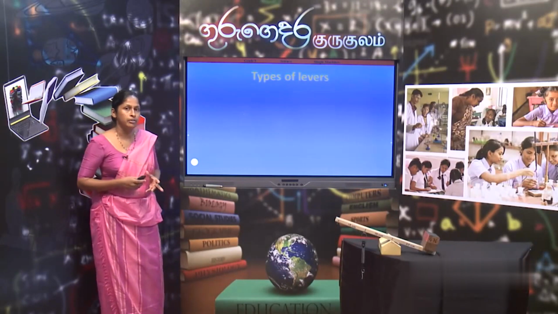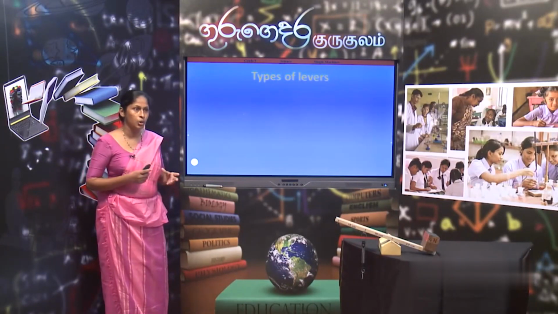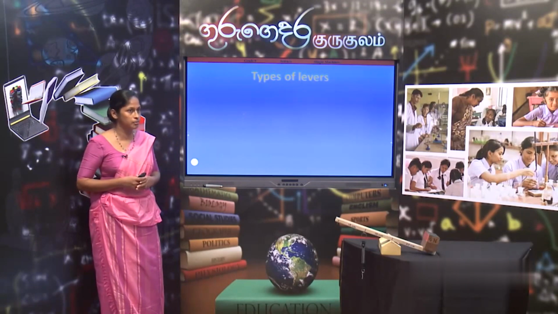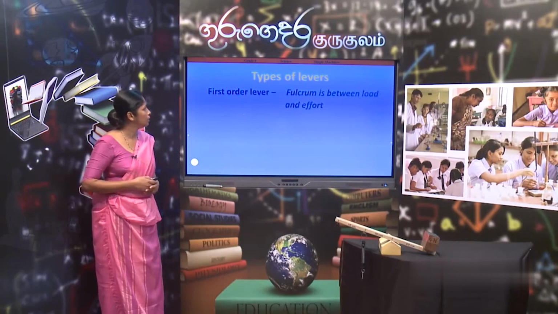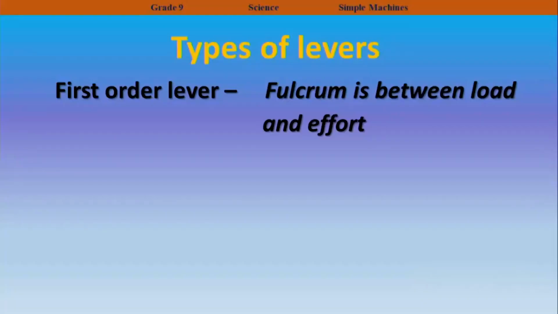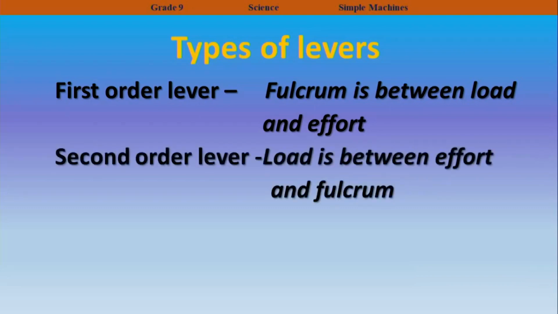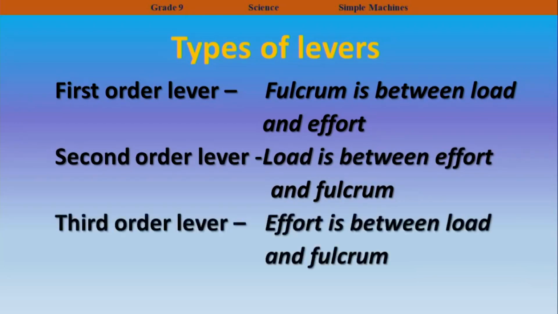The levers can be divided into 3 types according to the position of the fulcrum in relation to load and effort. Number 1, first order lever. In first order levers, the fulcrum is in the middle of load and effort. Second order lever, the load is in the middle of fulcrum and effort. Third order levers, the effort is in between load and fulcrum.